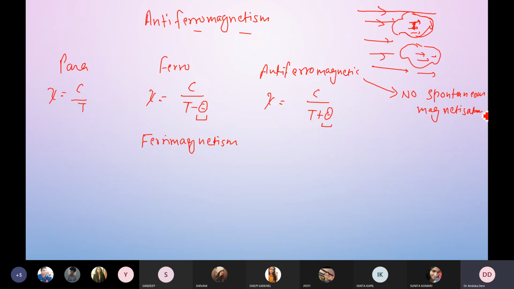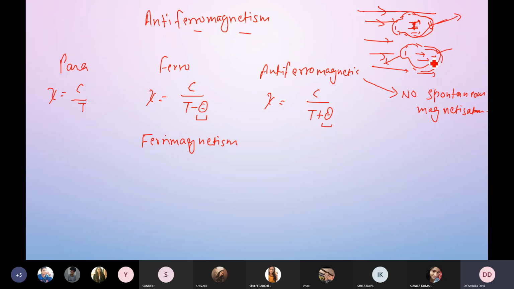Reason being, the size of the domains is equal, right? So one domain, in the absence of any magnetic field, will be oriented along this, another domain will be oriented like this, another domain may be oriented up, another may be oriented down. So the effect of one will cancel out the effect of another one, right? So the magnetic moment produced by this domain is equal to the magnetic moment produced by this domain, so they will cancel out the impact of each other.